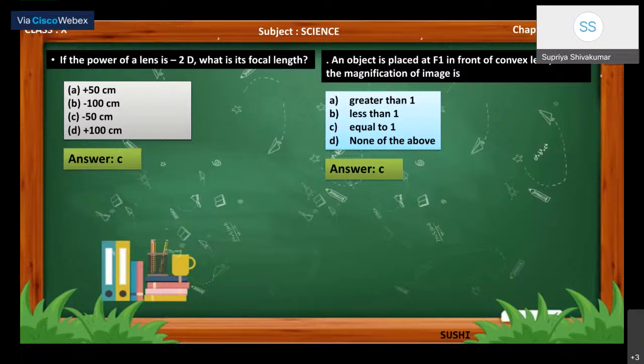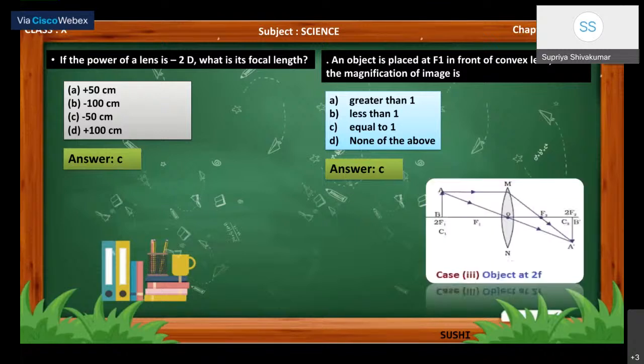Or else if I change the question and keep the object at 2F1, then the option will be equal to one. Sorry for the inconvenience, students. I have missed the question. This can be asked in two different ways. With F1, the answer will be greater than one. But when an object is placed at 2F1, you will get an image of the same size, wherein the magnification will be equal to one. So I have just missed that. Here, it is 2F.